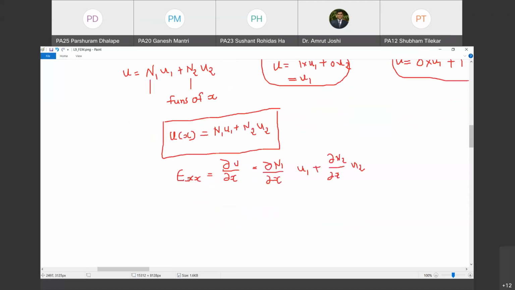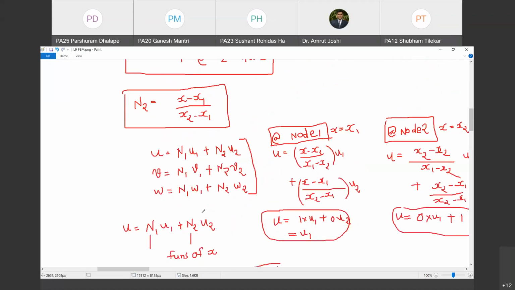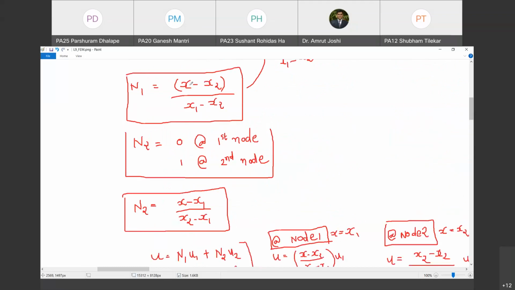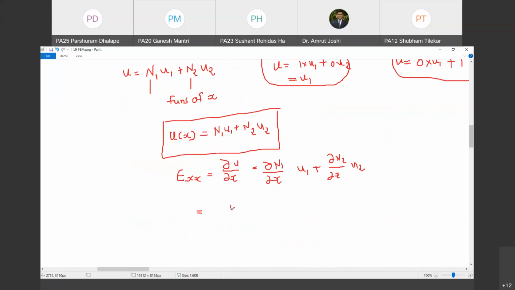Yes. So now, can you tell me how do I write in this particular case? What is n1? Tell me. n1 is x minus x2 upon x1 minus x2. If I differentiate this with reference to x, what am I going to get? I will get 1 upon x1 minus x2. Do you agree with me? 1 upon x1 minus x2 times u1. Happy? Type your response in the chat box. Waiting for the responses.